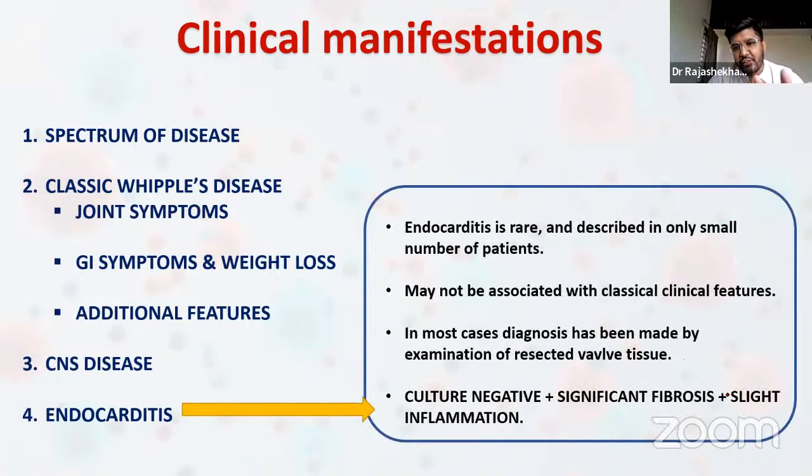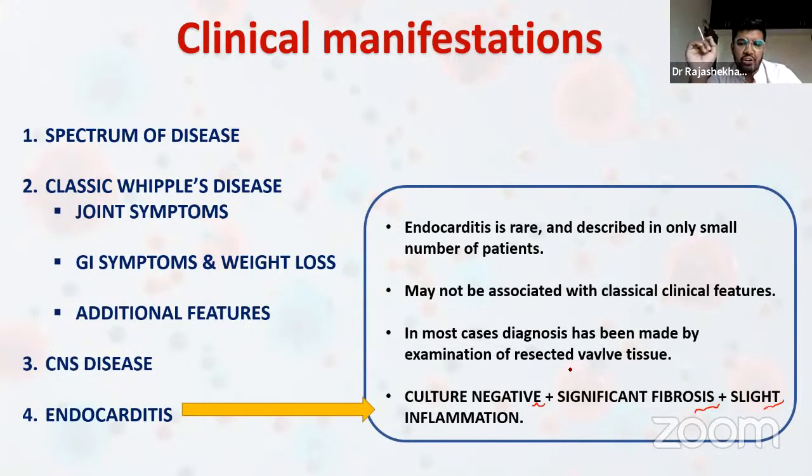Endocarditis is per se very rare. It is described only in a small number of patients. In this particular endocarditis, the patient may not have the classical clinical features. They may just present with pyrexia of unknown origin or some other disease rather than the typical endocarditis we know of. In most cases, the diagnosis is usually made after the valve has been resected for management purposes. If you send the post-resection valve for analysis, the patient may have significant fibrosis and slight inflammation, and the culture was negative. So you need to suspect Whipple's.